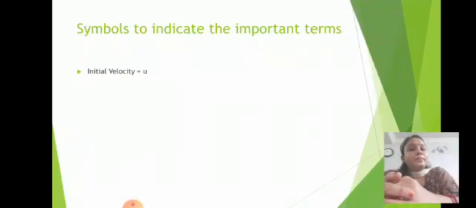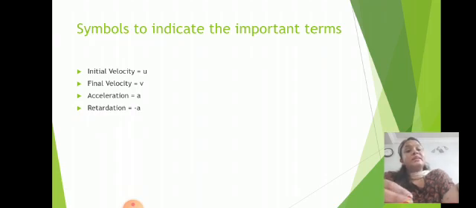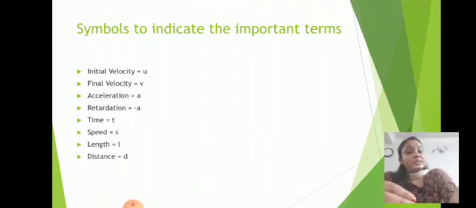Symbols to indicate the important terms. Initial velocity is denoted by small u. Final velocity, small v. Acceleration, small a. Retardation, minus a, so retardation is the negative form of acceleration. Time, small t, speed, s, length, l, distance, small d.